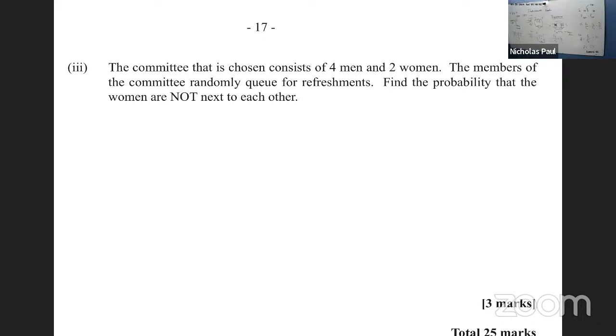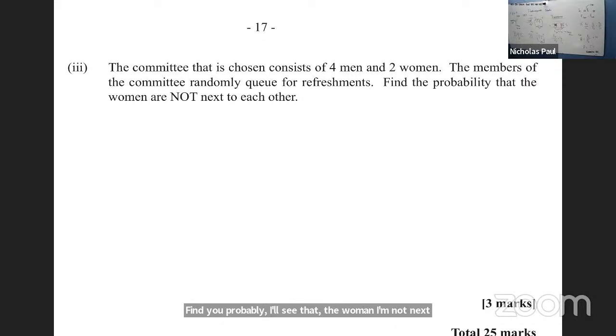The committee that is chosen consists of 4 men and 2 women. The members of the committee randomly queue for refreshments. Find the probability that the women are not next to each other. Remember, it's a new committee, yeah? You're not considering 10 men and 9 women again. You go into this new committee here.